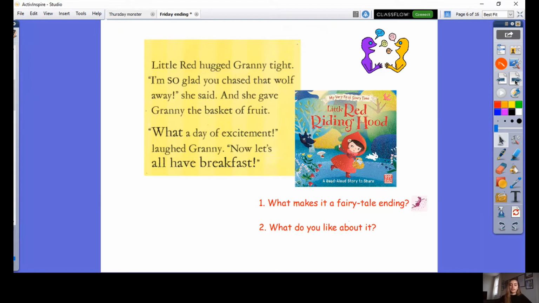Here we have the ending to a version of The Little Red Riding Hood, which I'm going to read, and then we'll have some thinking and time about our two questions.